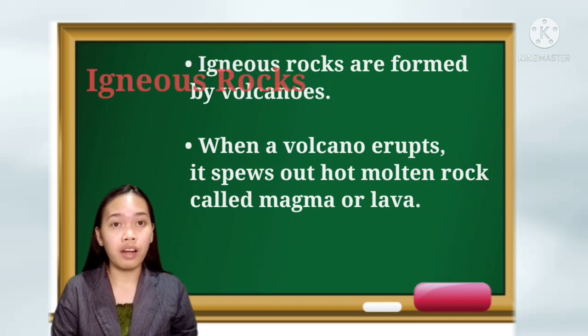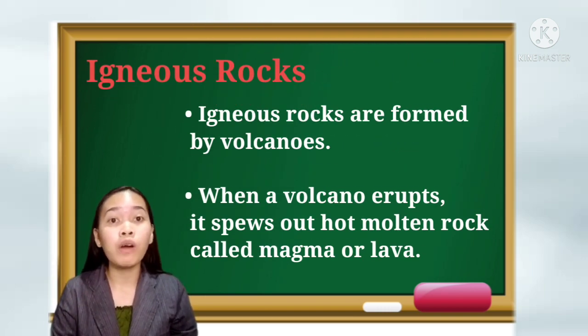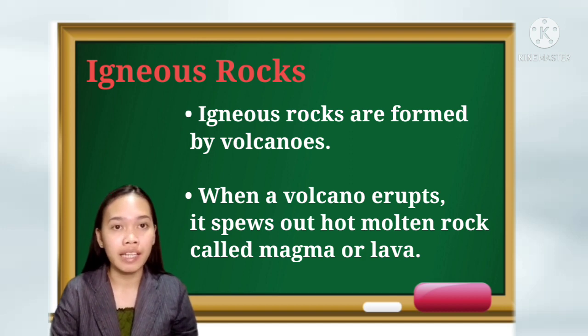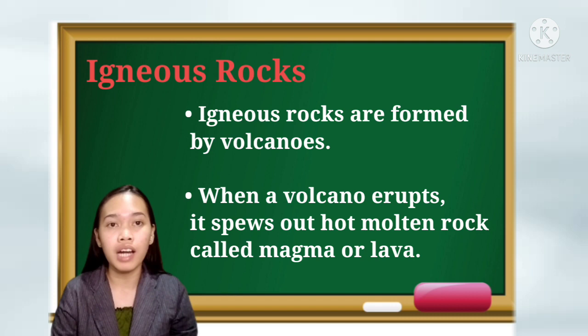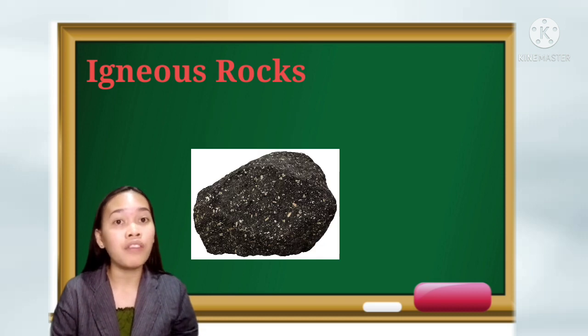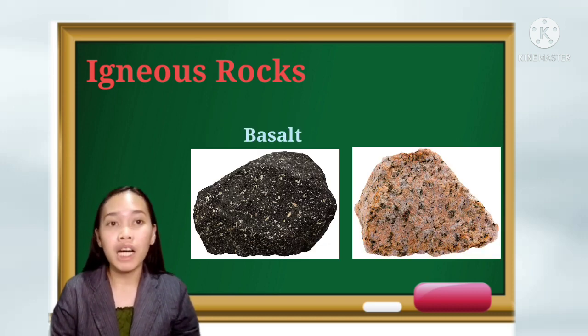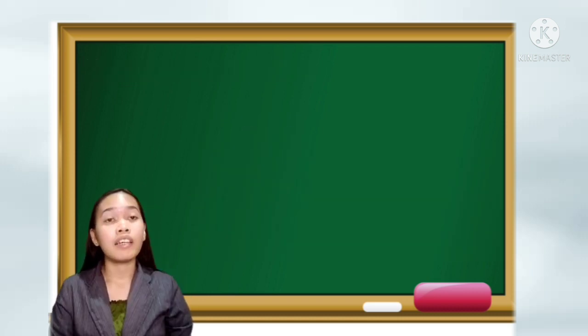What are igneous rocks? Igneous rocks are formed by volcanoes. When a volcano erupts, it spews out hot molten rock called magma or lava. Eventually, the magma will cool down and harden, either when it reaches the Earth's surface or somewhere within the crust. This hardened magma or lava is called igneous rock. Examples of igneous rocks include basalt and granite.